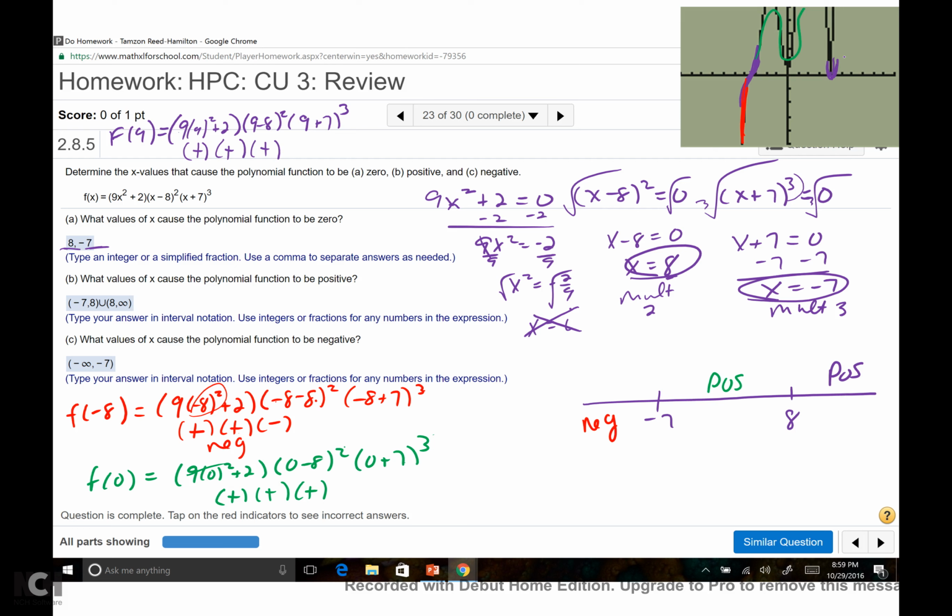So what values make your function positive? Well, it's positive from here to here. Sorry, I didn't mean to draw through that. You got to skip that. So we would say that it is positive from negative 7 to 8, union 8 to infinity. And it's negative in this section, which would be negative infinity to negative 7. Okay? Alright.